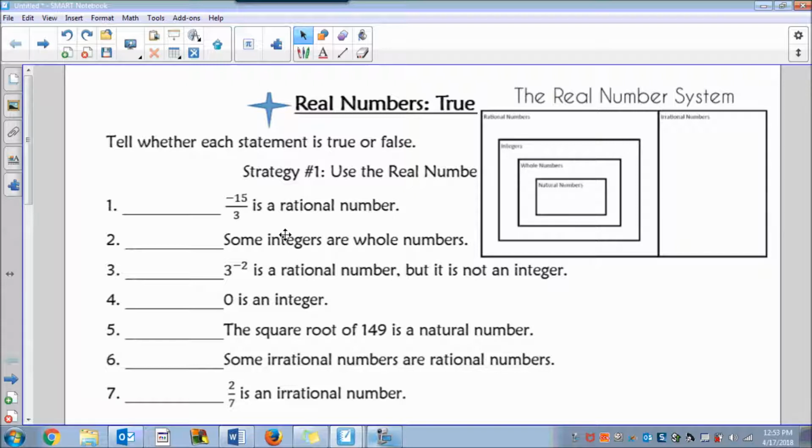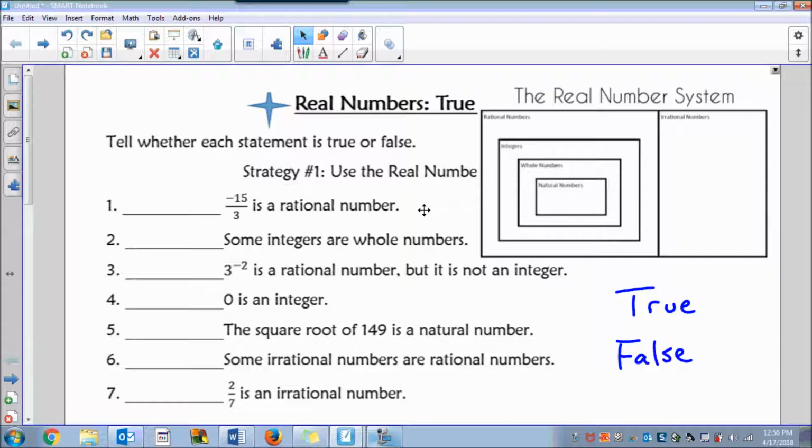Okay, so you can use these two strategies together. On the front, I'm almost exclusively going to use the diagram. On the back, I'm going to try to just think of one counterexample. So the first one says negative 15 divided by 3 is a rational number. I don't really want to decide on it like that. I want to decide the answer to this. Is that a rational number?